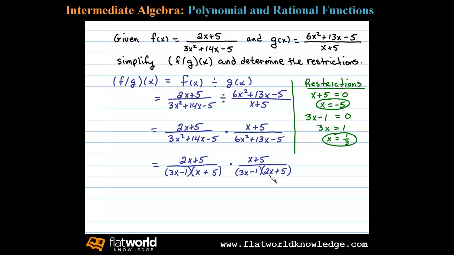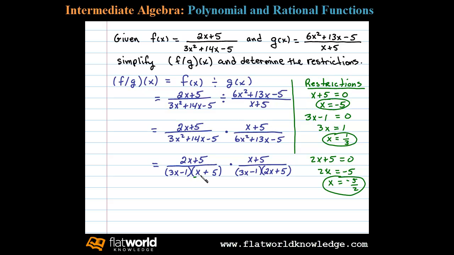Now let's look at the factor 2x plus 5. That'll be a problem if that's equal to 0. In other words, 2x equals negative 5 or x equals negative 5/2 is a restriction. So this problem has two restrictions to the domain. F divided by g actually has 3 restrictions to the domain. With that, we're ready to then cancel.